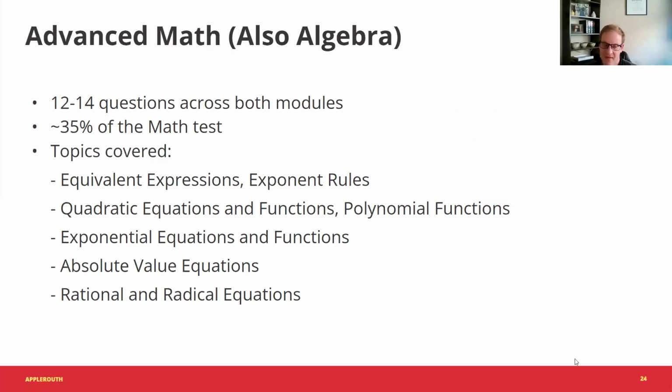Next up is advanced math. So very similar, 12 to 14, about the same, 35% of the math. This is Algebra 2. This is what you really do have to have under your belt before you take the SAT, in my opinion. Don't have to have taken pre-calc or anything beyond, even stats you don't need beyond basic statistics. But this stuff, you're going to see a lot of parabolas.